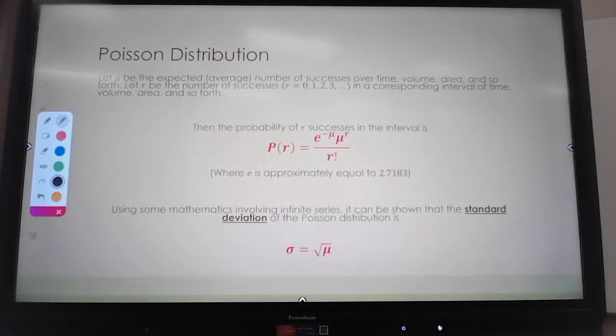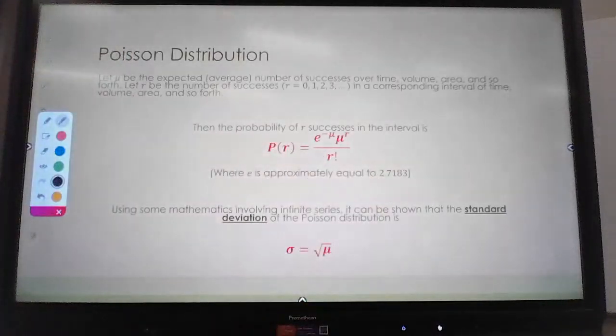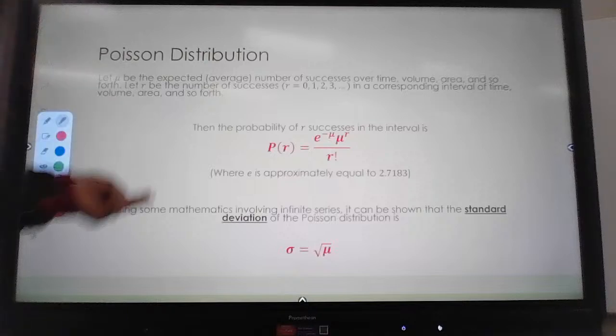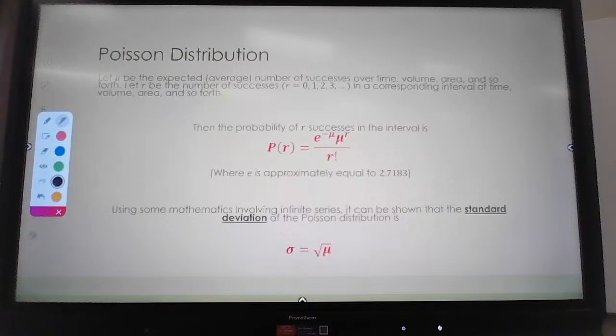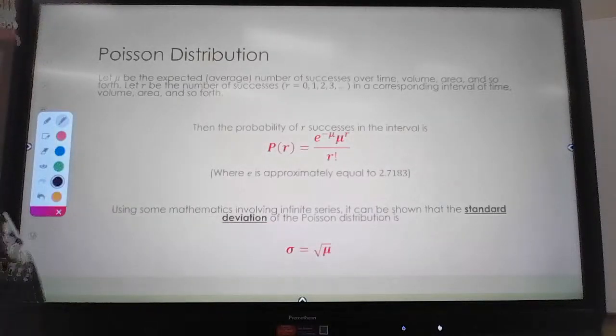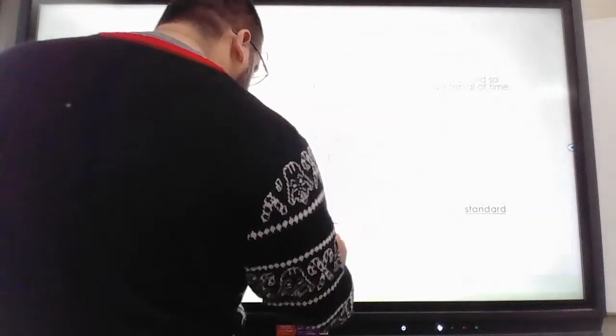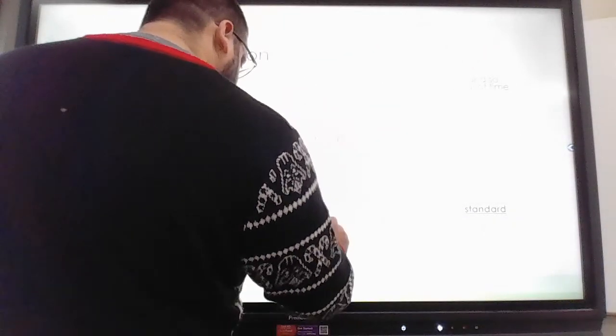I have e, so e is in your calculator. It's approximately equal to this number. P(r) equals e to the negative mu times mu to the r over r factorial. So again, mu is the expected value, and the expected value should be given to you during these examples. And the expected value, it turns out, is the same as the variance, right? So the standard deviation is the square root of the expected value, which means that the variance is equal to the expected value.